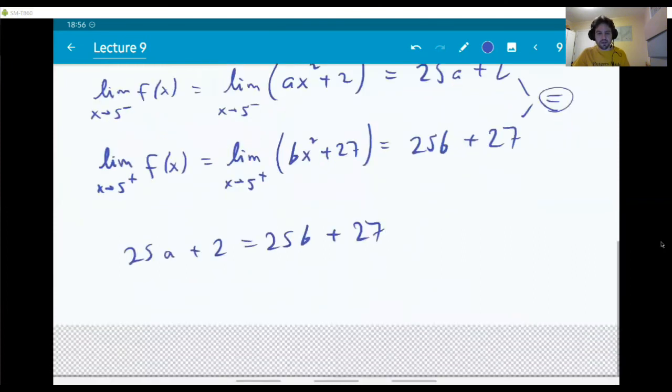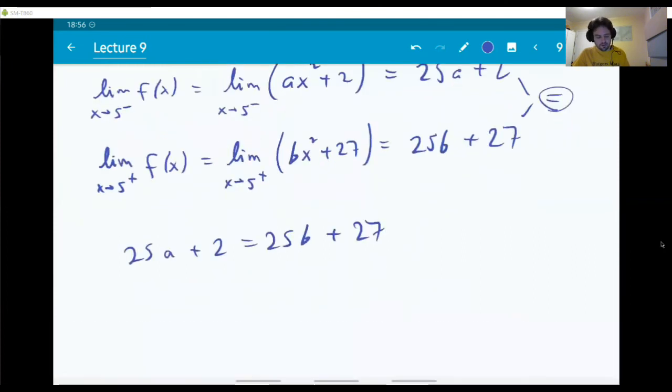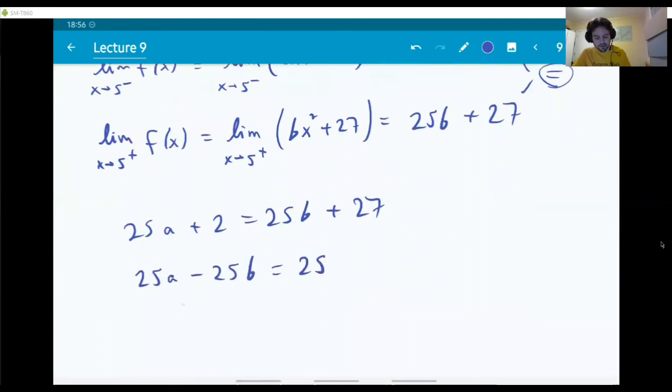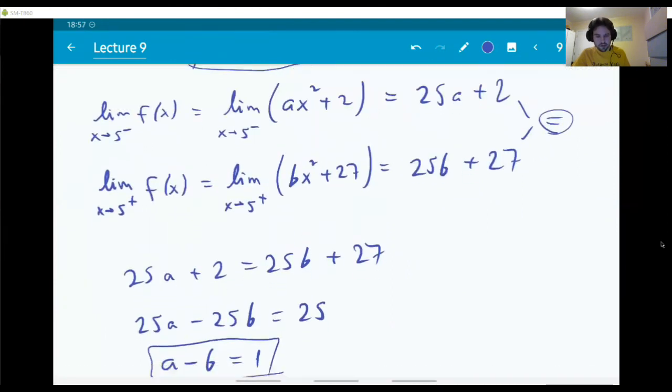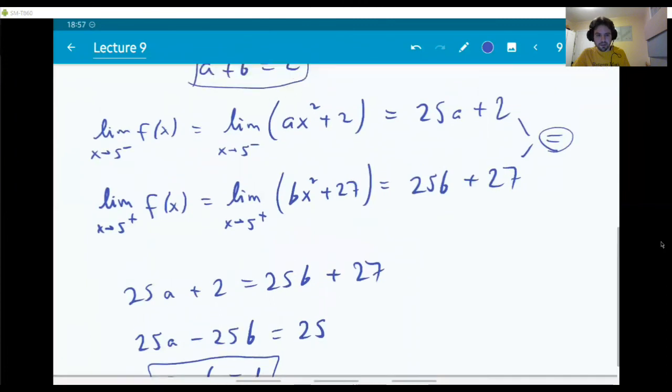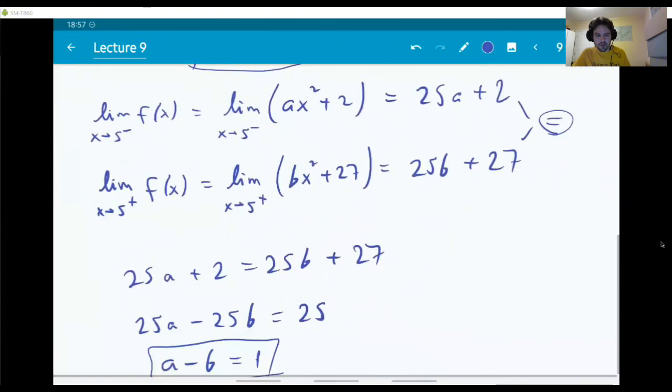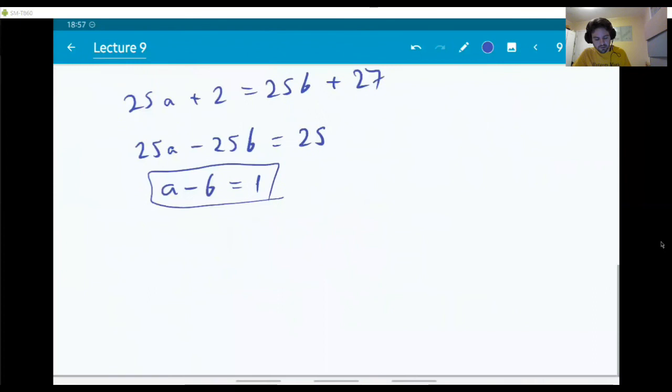Let's move the b to the left and the 2 to the right. 25a minus 25b equals 25. Obviously, I want to simplify this down to a minus b equals 1. Those are the two equations you needed. Now this is a linear system: a plus b equals 2, a minus b equals 1. It's a very simple one.